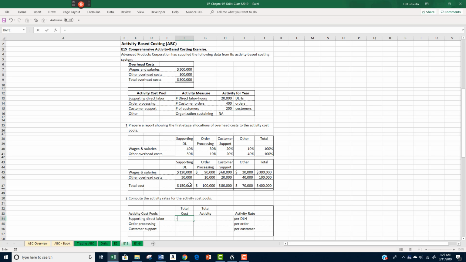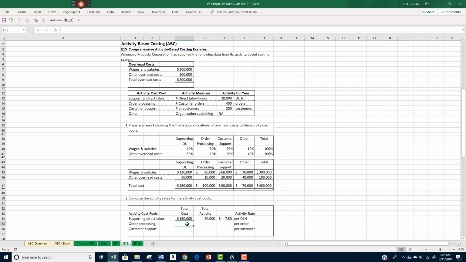The first one we'll work on is supporting direct labor. The total cost assigned to supporting direct labor is 150,000. The total activity for the year we're estimating is 20,000 direct labor hours. So if we're anticipating 20,000 direct labor hours for the year, we're going to divide the 150,000 by the 20,000, and we're going to have an activity rate of $7.50 for every direct labor hour.